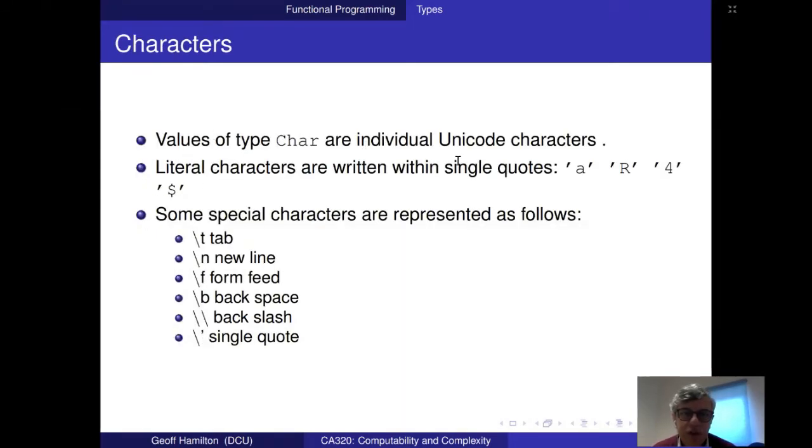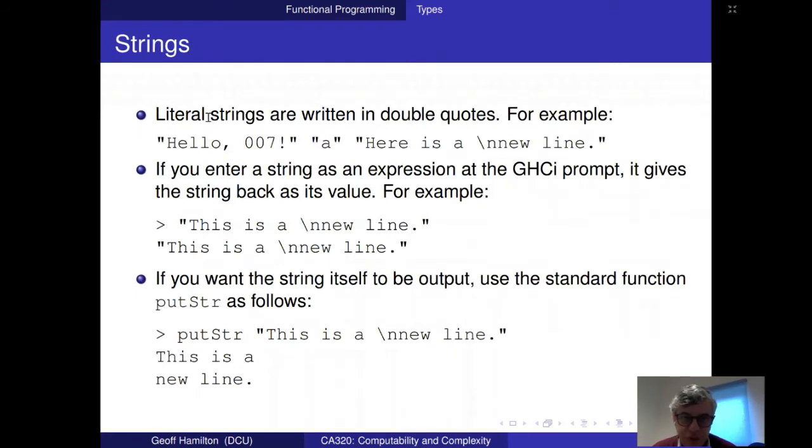Values of type character are individual Unicode characters. Literal characters are written with single quotes, so we can have single literal characters here. Some special characters are represented as below, similar to other languages. We have special characters that you cannot type directly, for example tab and the new line, and so on. If you want to use a backslash, you need to use another backslash to escape it. Literal strings are written in double quotes.